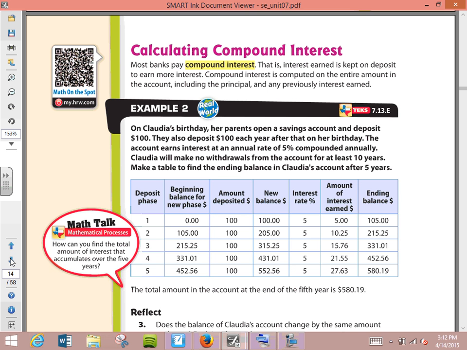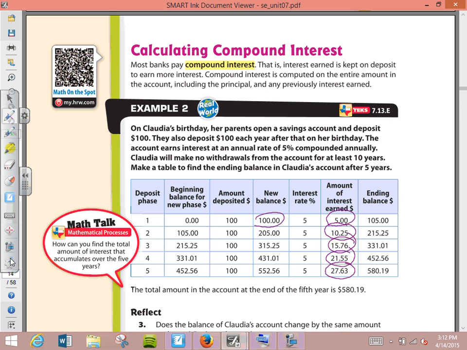Basically, notice how the increase of interest is different. It goes from 5, not to 10, but to 10.25, to 15 something, 21 something, and 27 something. It does not go by the same amount each year because it's not simple, it's compounded. In other words, the balance is different too. Look at it.